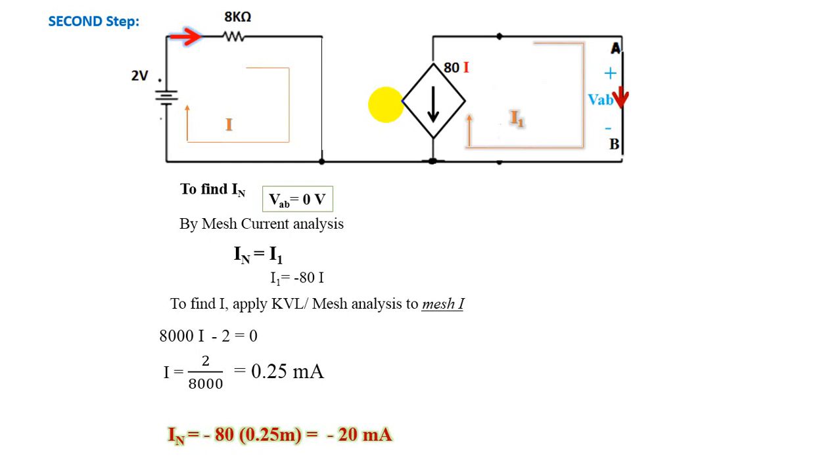Substitute the value of this I here, right? And we get the answer for I1 or IN, which is nothing but minus 20 milliamperes. Now, what is Norton's theorem? Norton's theorem says, similar to Thevenin's theorem, that any two-terminal network can be replaced by one single equivalent current source in parallel with its resistance.